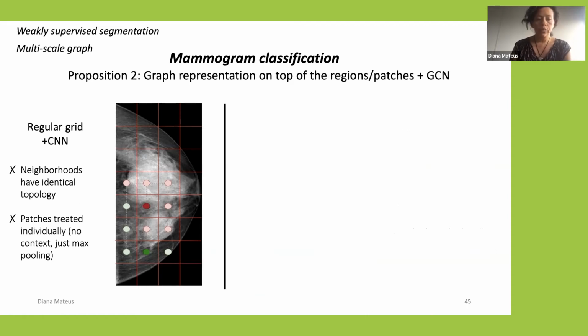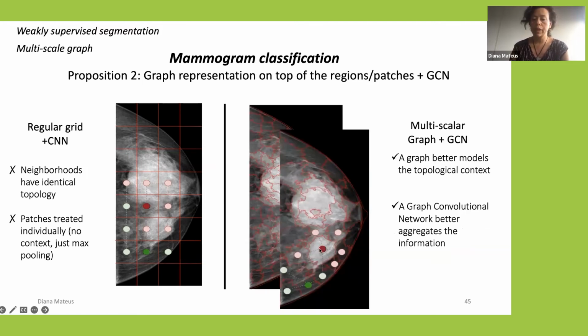And the second thing that we are going to change is that we are not going to treat a regular grid with a CNN. Here you see that each of the patches has exactly the same neighborhood, so there's no information included in the topology of such a grid. Instead, what we're going to do is to create a graph that connects the regions that have been segmented with the superpixels. We are going to do this on a single scale and across the scales. So we are also going to connect across the scales. We're going to create a big graph and use instead a graph convolutional network to aggregate the information.